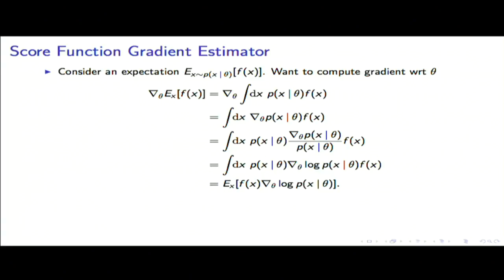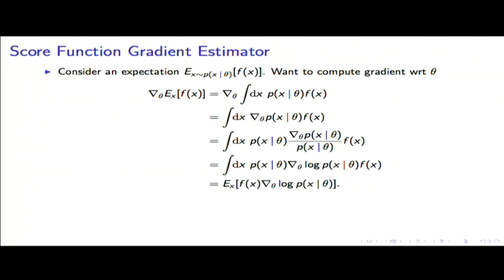So we have expectation of f of x times grad log probability. And this is an estimator, meaning that we can collect a bunch of samples of this expression inside the expectation, and then we take the average of those samples, and that's our estimate of the gradient of the expectation. And it's unbiased, meaning that if we take an average of enough samples, it'll converge to the correct value, or the exact expectation we're trying to compute.